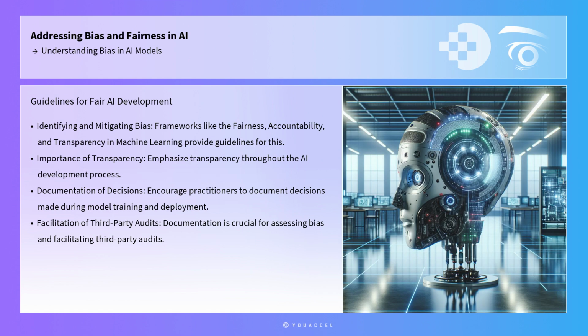Frameworks like the fairness, accountability, and transparency in machine learning provide guidelines for identifying and mitigating bias. These frameworks emphasize the importance of transparency throughout the AI development process, encouraging practitioners to document decisions made during model training and deployment. This documentation is crucial for assessing how decisions might introduce bias and for facilitating third-party audits, which can highlight areas for improvement.